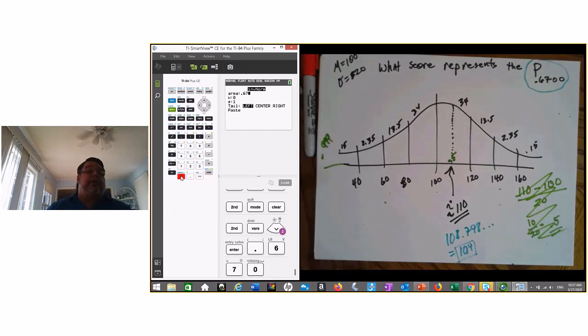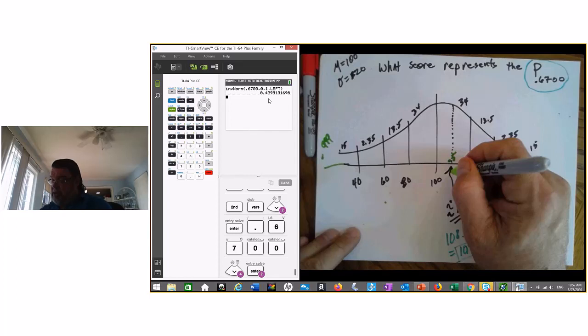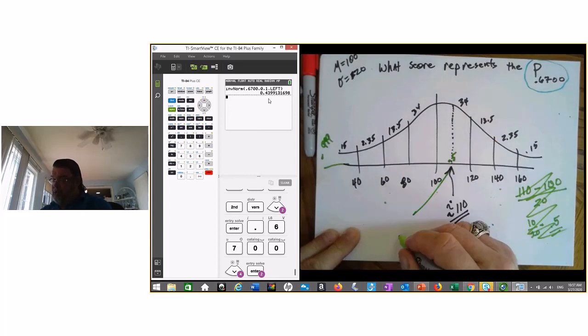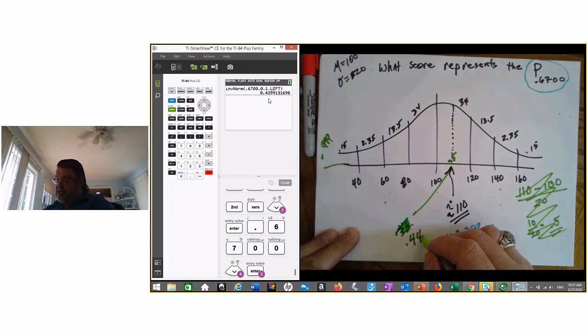All right, so 0.6700. If you have an old calculator, you're not going to be able to change that 0 and 1. So you hit paste, and it's going to give you a z-score. And enter. It's going to be around 0.5. 0.4399. So write that down. So your z-score at this point is 0.4399, which is 0.44. So you've got your z-score.